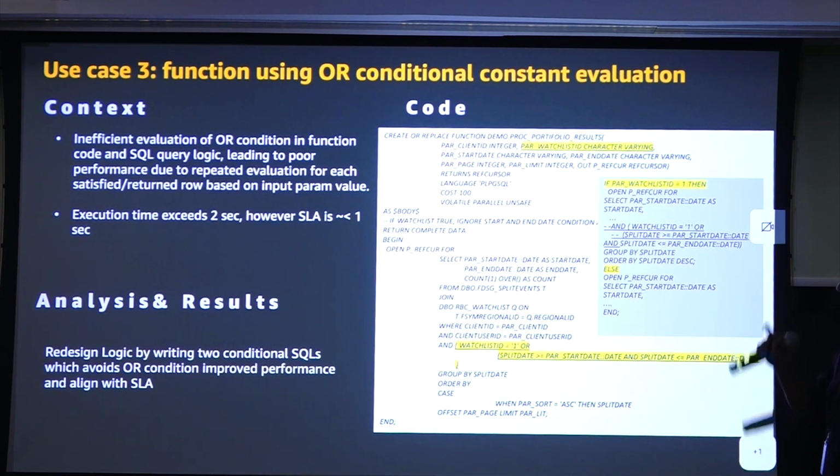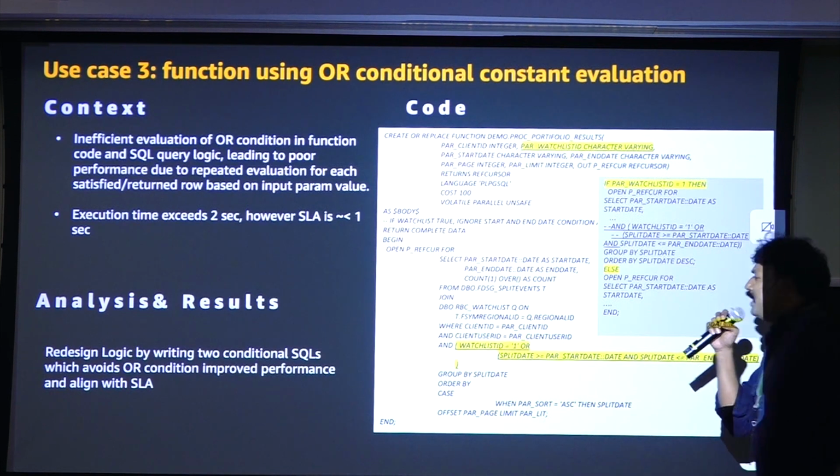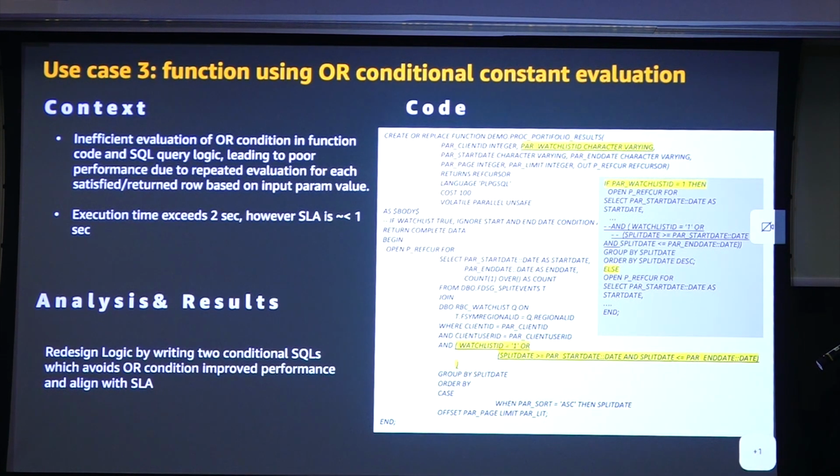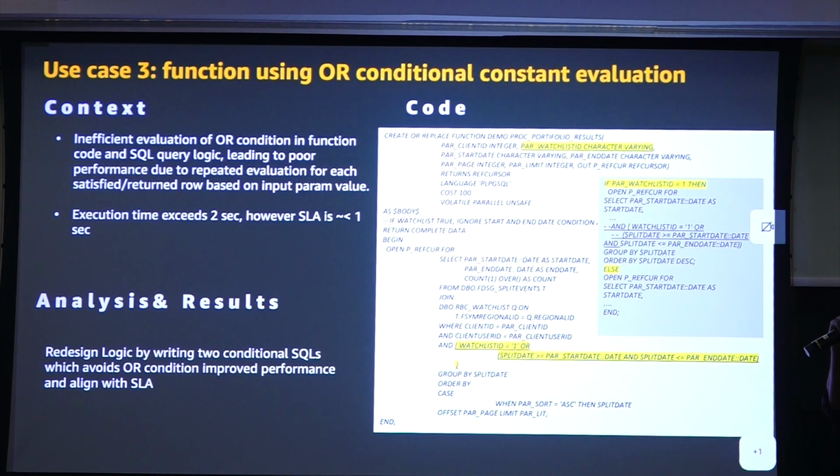So if you understand this, for each execution the 1 is a constant. The developer in a legacy model coded it together, so for the rows coming to the query, every time it is evaluating the constant condition, which is unnecessary. To redesign this, we divided the SQL query into 2 parts. If it is the constant, we use the first SQL based on the constant. If it is not, then we go by the dates. With this kind of refactoring, we got the performance from 2 seconds to under 1 second.